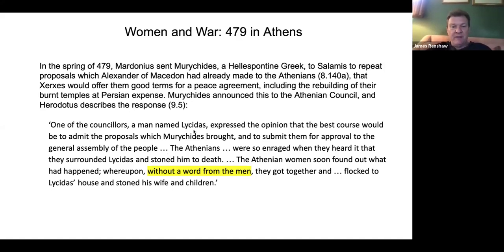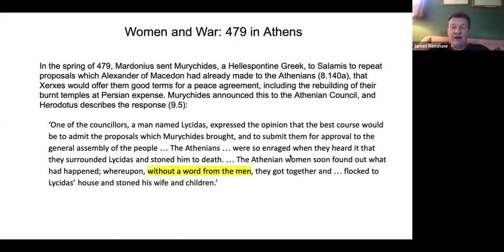So one of the counselors, a man named Lycidas, expressed the opinion that the best course would be to admit the proposals which Murychides brought. So this is the Persian ambassador who's Greek, and to submit them for approval to the General Assembly of the people. So he says, come on, we need to give in to the Persians. We need to work with them.